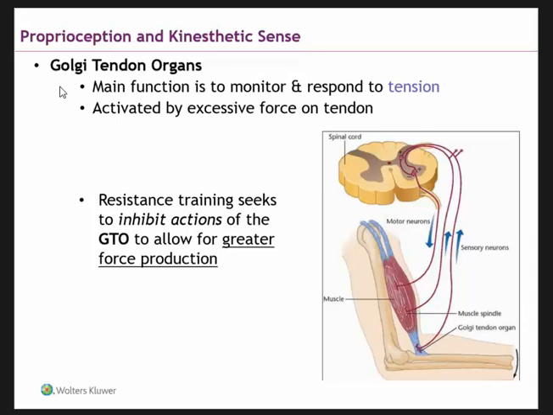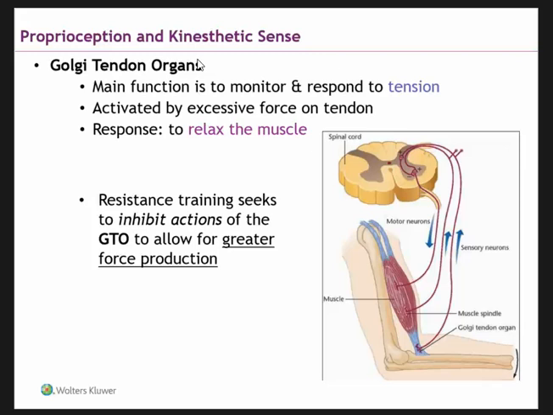And then what's the main role here? To relax the muscle. So the role is to detect tension, so excessive force placed on the body, and instead of contracting, now the body starts to relax. Those muscles relax, the tendon, everything kind of shuts down. This is an innate response. This is how our body was designed.